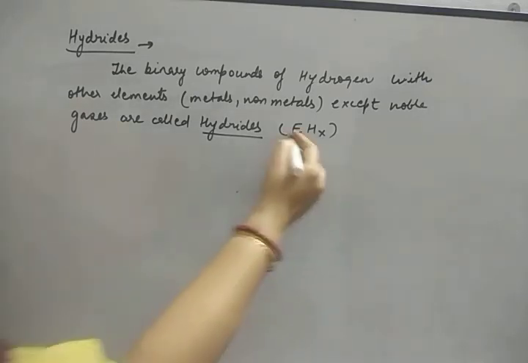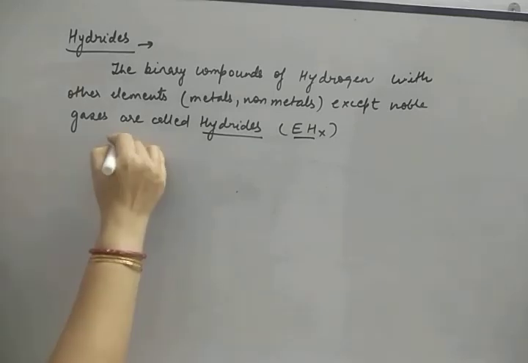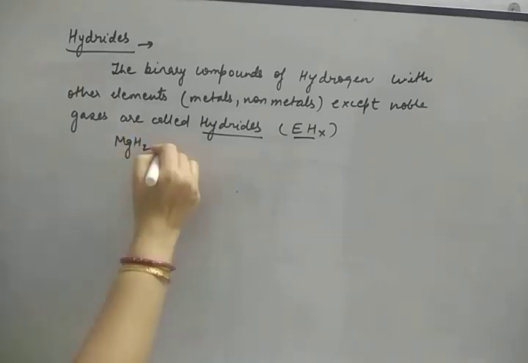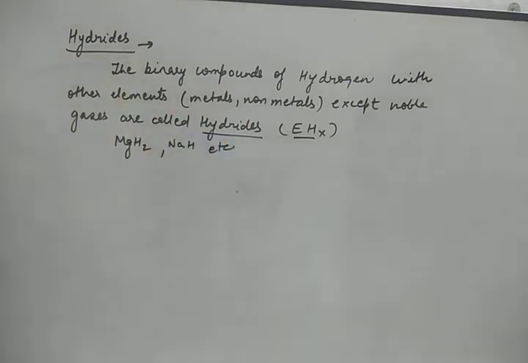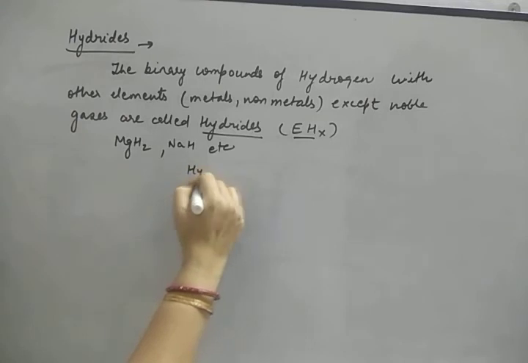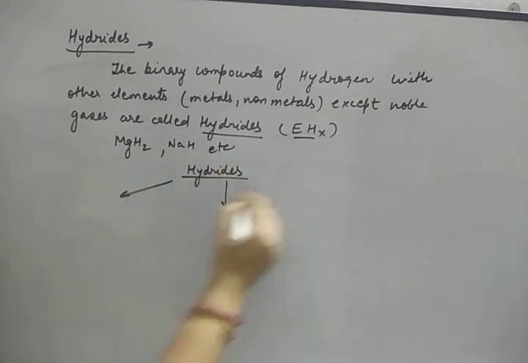Hydrides have the general composition EHx, where x can be any number. For example, we have learned MgH2, sodium hydride, etc. So many are there. Now these hydrides are classified into three main types.